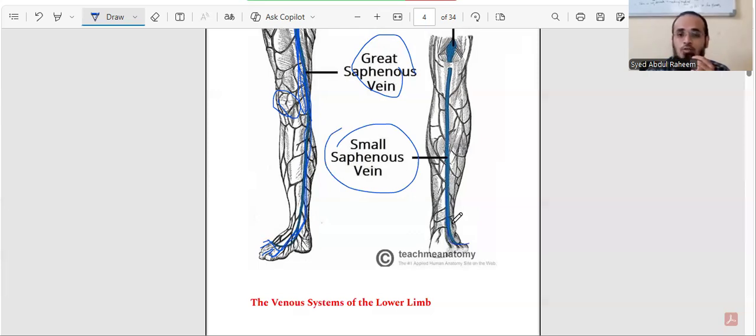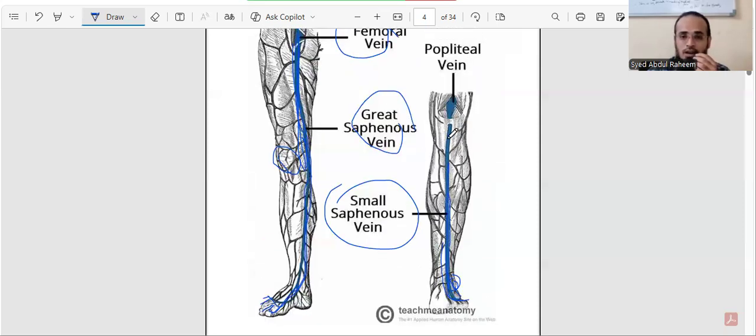The small saphenous vein goes posterior to the ankle bone. This is the ankle bone. It goes back, posterior to the ankle bone, and travels up the calf muscle, going behind the knee, and merges with the popliteal vein. These veins are connected with the deep veins. So this is the great saphenous vein and the small saphenous vein.